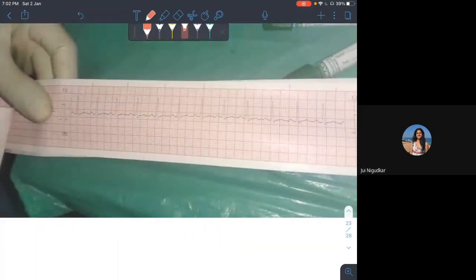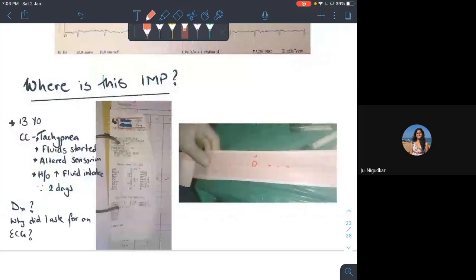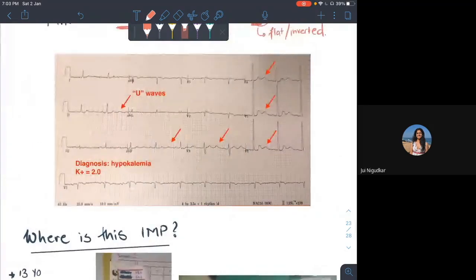When we took the ECG, we found out that he did have flattened T waves, and at some points we had U waves. So these are U waves. A U wave is basically something where beyond the T wave you have an upswing, which looks like the T wave is biphasic, but it's not.